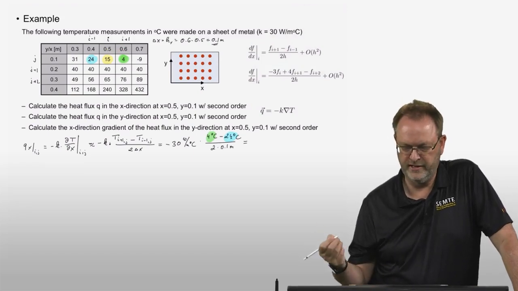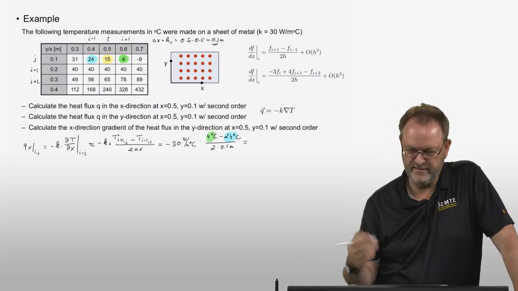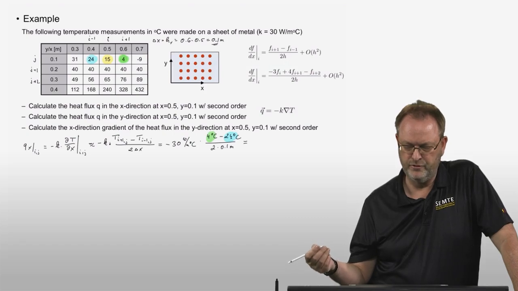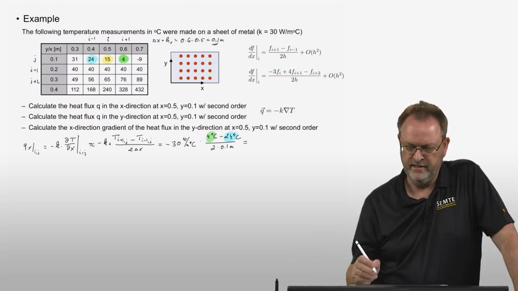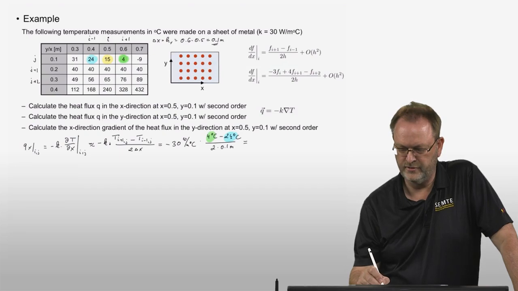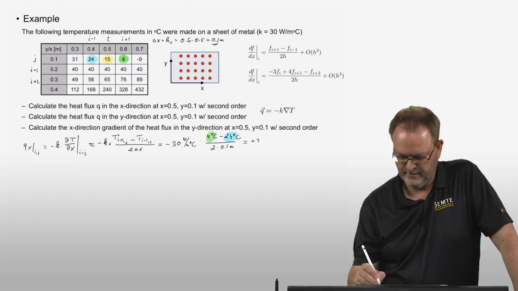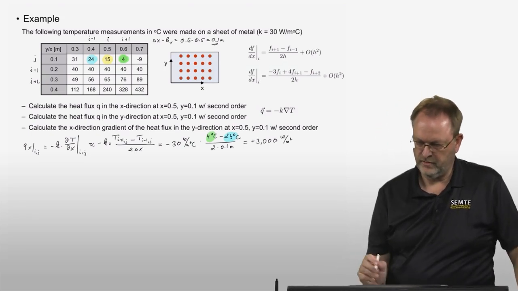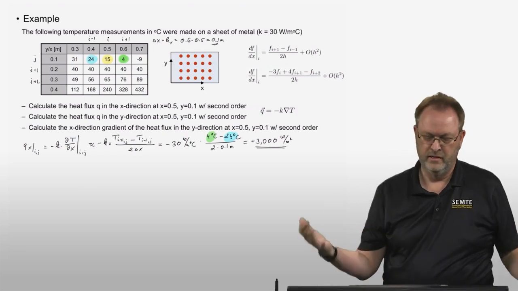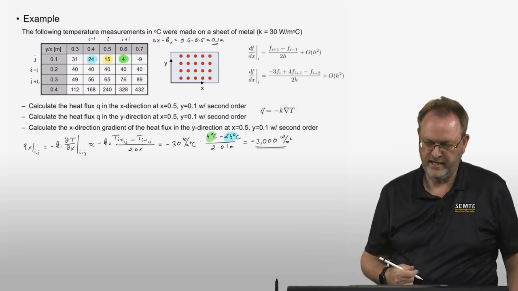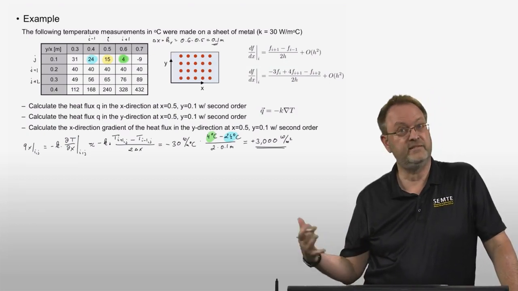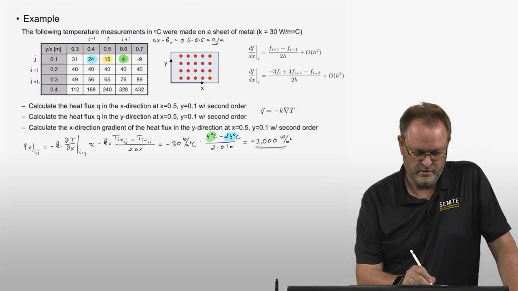Okay, so 4 minus 24 is negative 20 degrees Celsius. Divided by 0.2 is 100 times negative 30. So that would be plus 3,000 watts per meter squared. All right, so that's my heat flux in the x direction at that location. And it's an approximation, right? Because I will have made a second order error.